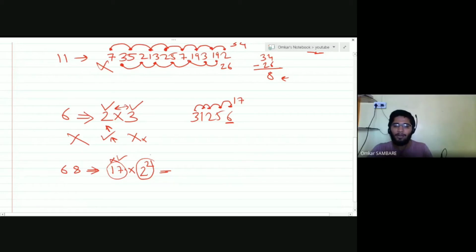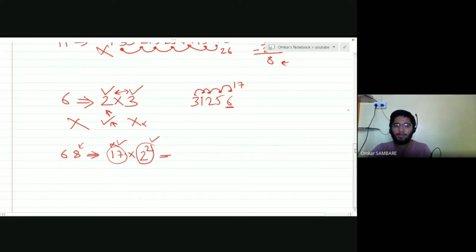Apply the divisibility of 4 also. Then you will get the divisibility of 64. If both 17 and 2 square are divisible by these numbers, the number is divisible, then the number will be divisible by 68.